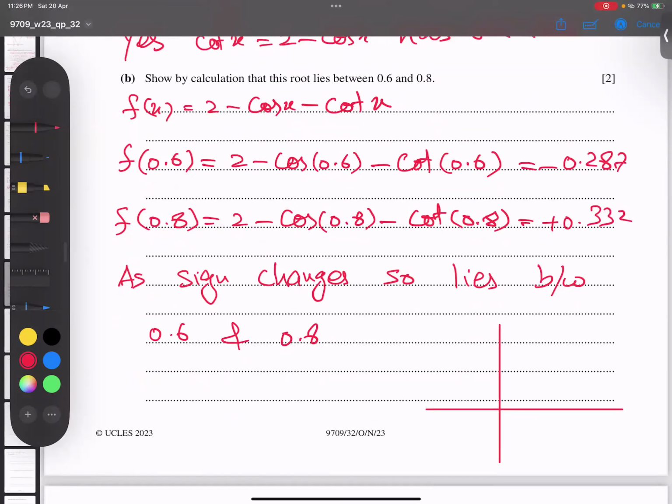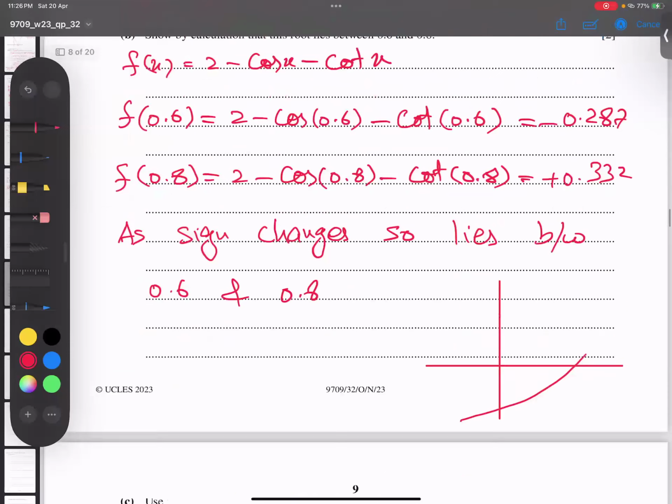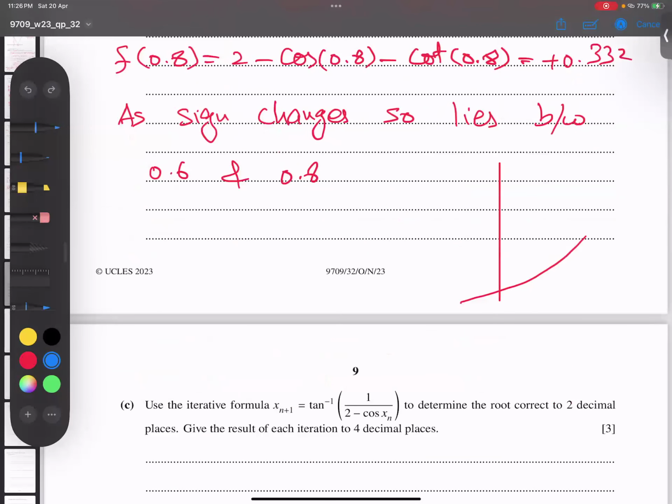So for example, I have this kind of curve. Let's say I have this point of the curve, okay? And 0.6 is just here, just for the sake of understanding, and 0.8 here. Against 0.6, I have a negative answer. Against 0.8, I have a positive answer.